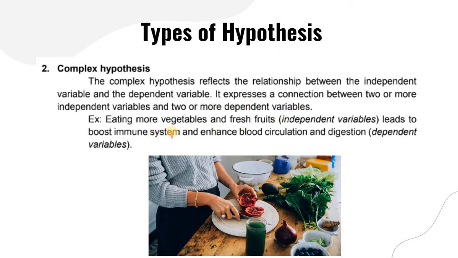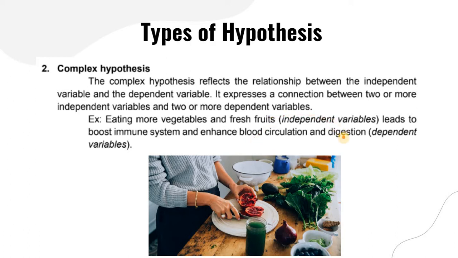So, ang example natin, eating more vegetable and fresh fruits. Magkaiba yun. Iba yung vegetable, iba yung fruits. Hindi mo pwedeng pagsamahin yan. There are certain vitamins or nutrients that are available in vegetable and not in the fruits, vice versa. So these two are what you call independent variables kasi they are not affected. They are independent. Siya ay pwedeng mag-lead sa pag-boost ng immune system and enhance blood circulation and digestion.